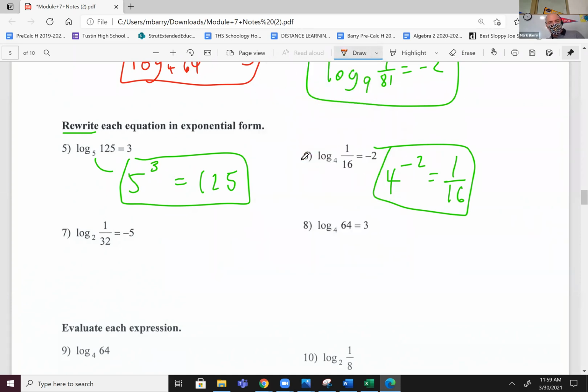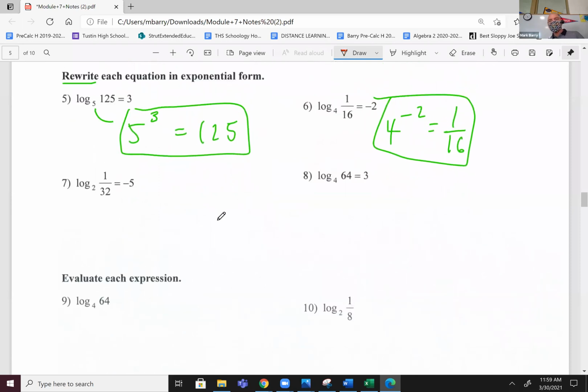All right, let's do it again. 1 minute here. If you want to try numbers 7 and 8 on your own, I'll go over the answer in 50 seconds.